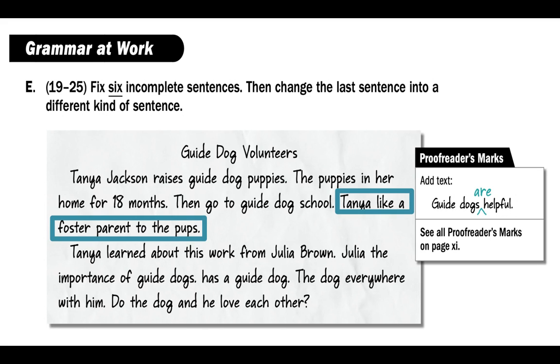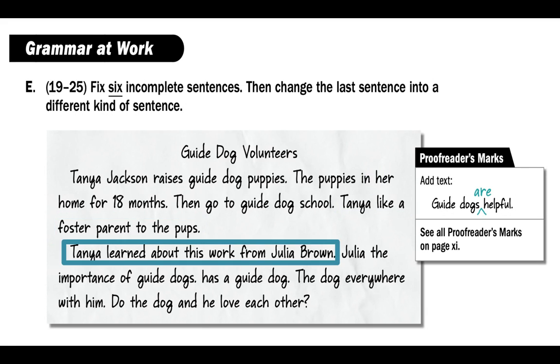Tanya like a foster parent to the pups. We have a subject, Tanya. We have details, but we don't have an action word. This sentence is missing a verb. I hope you put in is. Tanya learned about this work from Julia Brown. There are no errors in this sentence.